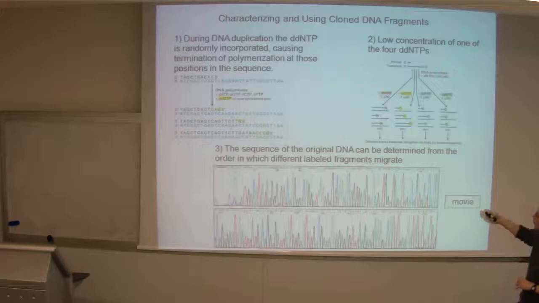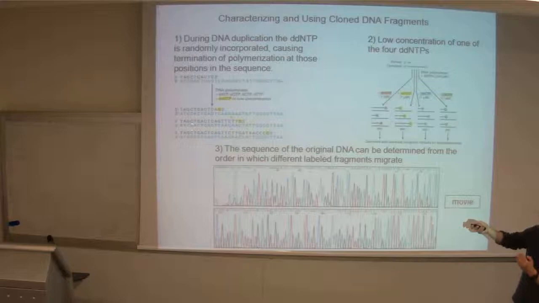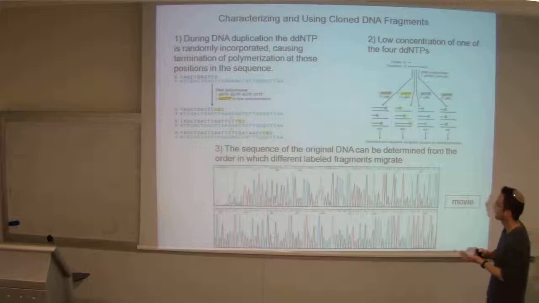And we used low levels of the ddNTP compared to the dNTP in order not to prevent synthesis of the molecules, not to make them all stop right at the beginning. We want them to be stopped in several positions along the length of the molecule, and so we use high levels of the dNTP. And only every once in a while, a ddNTP will be introduced. The ratio is usually 1 to 100 between them. And once this happens, the molecule stops.